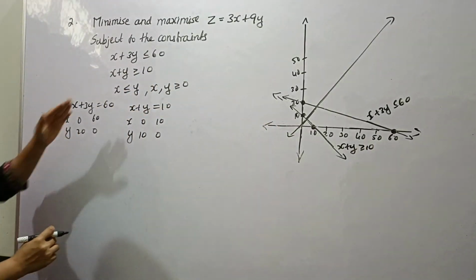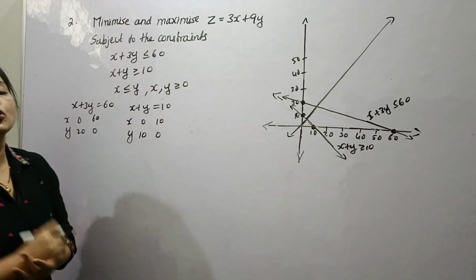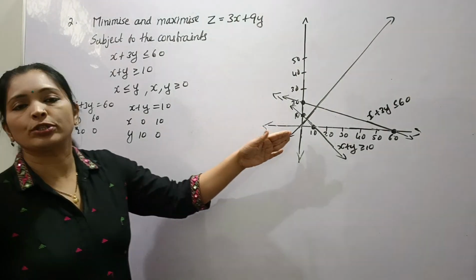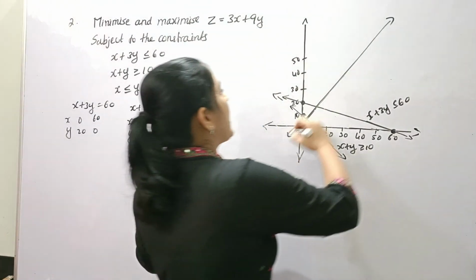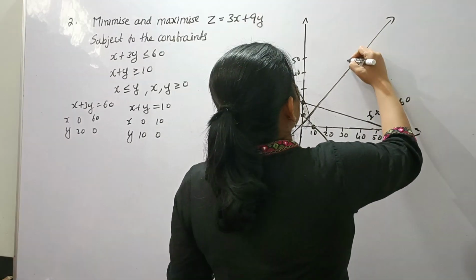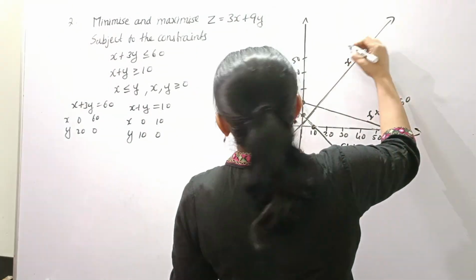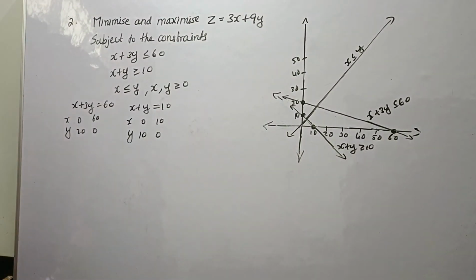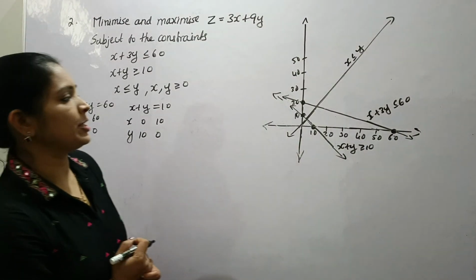After that, x less than or equal to y, that is x is equal to y. X is equal to y is nothing but the line passing through the origin, right? So it is the line x is equal to y. So here the constraint is x less than or equal to y. Now we have to find the feasible region.